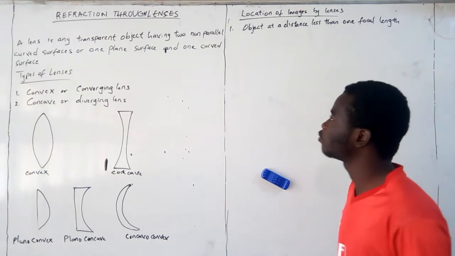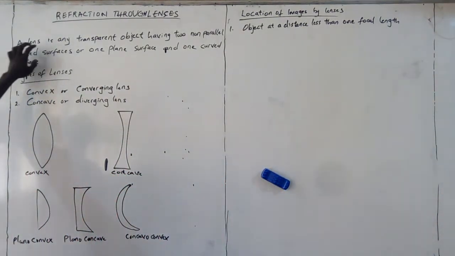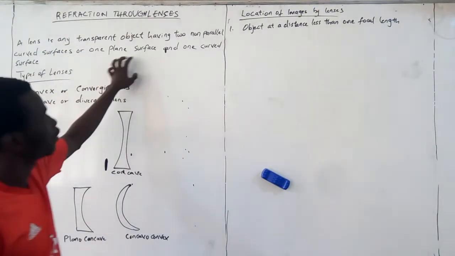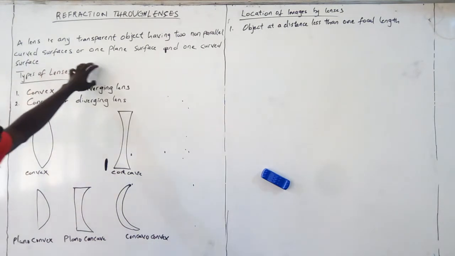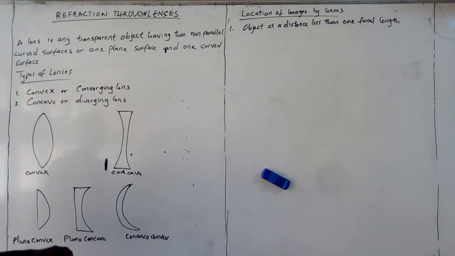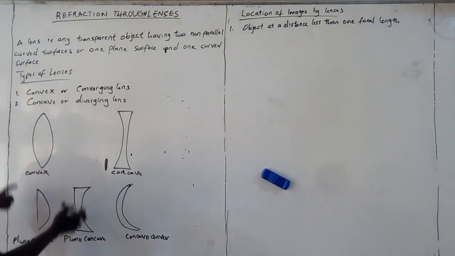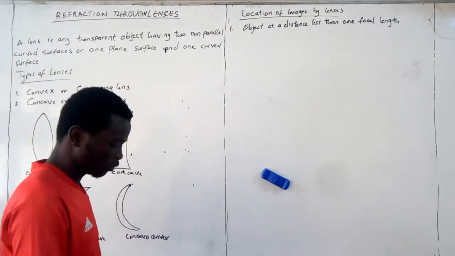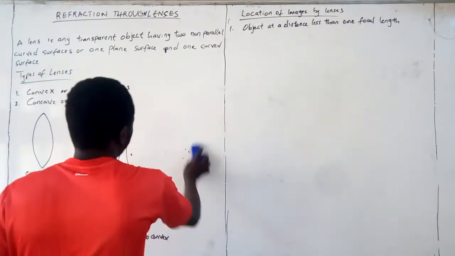So today we'll be looking at refraction through lenses. Now, a lens is any transparent object having two non-parallel curved surfaces or one plane surface and one curved surface. So it's either you have two non-parallel curved surfaces or you have one plane surface and a curved surface. So any material that has that property is known as a lens.